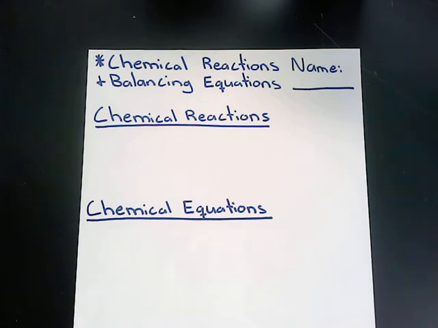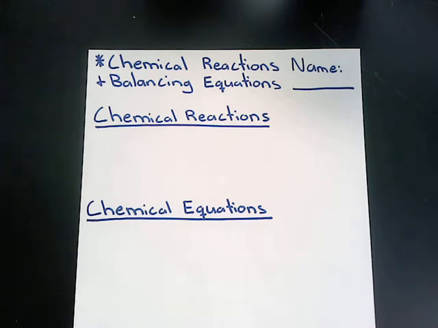A couple of objectives I want you to be able to meet by the end of this lesson are as follows. Number one, be able to give general definitions for chemical reactions and chemical equations. Number two, be able to know the steps to balance a chemical equation. And number three, follow along with examples for balancing chemical equations.